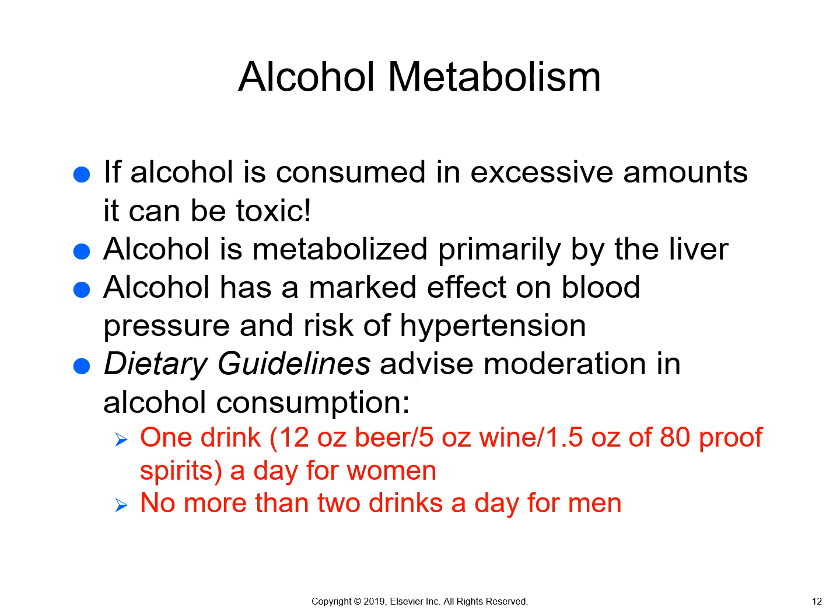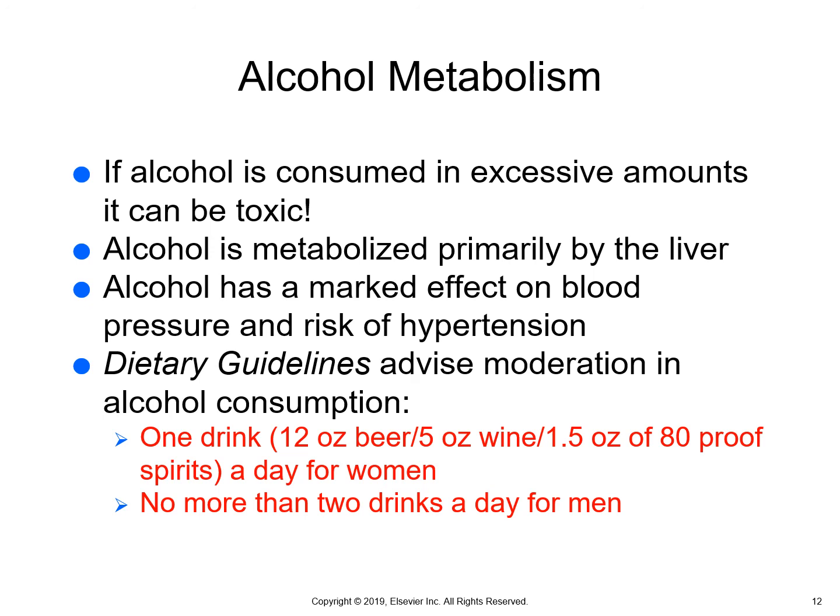Alcohol metabolism. It is metabolized primarily in the liver. It has a marked effect, as we know, on our blood and blood pressure. It increases the risk of hypertension when it's used in an abundance. It can be toxic if it's consumed in an excessive amount. The dietary guidelines advise moderation in alcohol consumption.